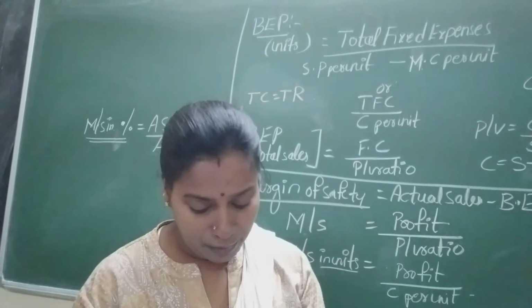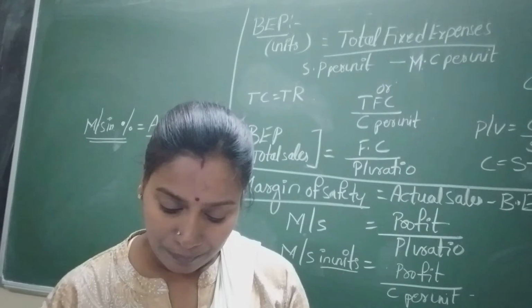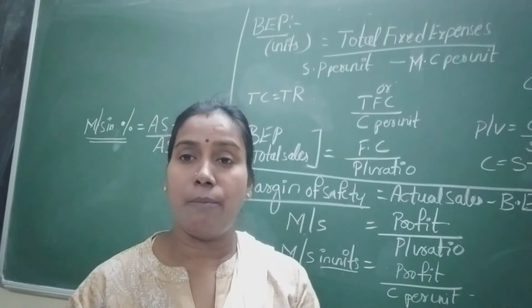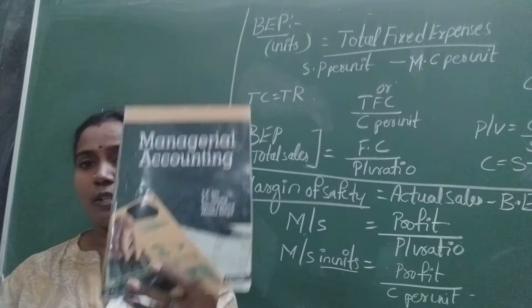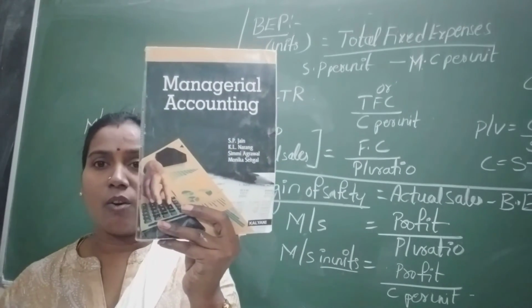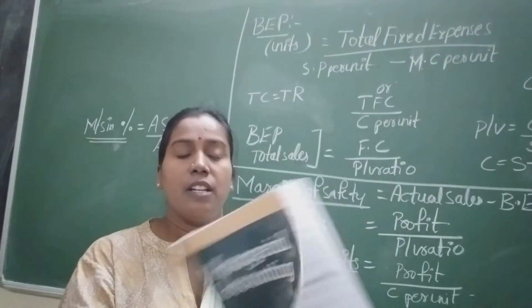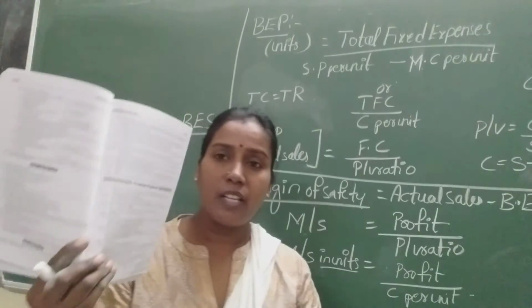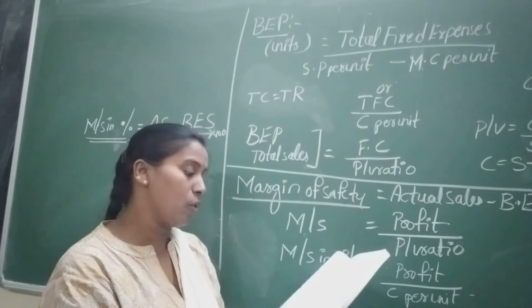The book I am preferring is from Kalyani Publishers. I am using this textbook, Marginal Accounting. You can see this textbook also. Kalyani Publishers is given here. I am following this book because the OU questions are mostly expected from this textbook only.